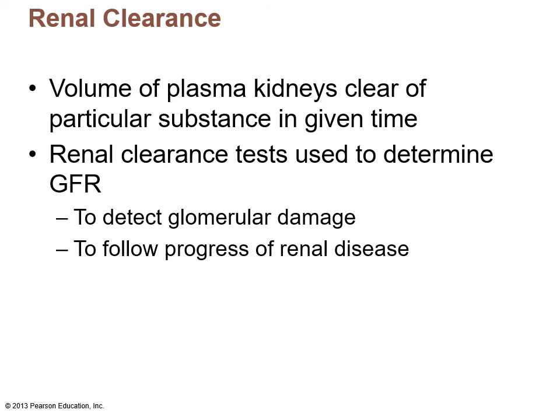So renal clearance is the volume of plasma the kidneys clear of a particular substance in a given time. And you can use renal clearance tests to determine glomerular filtration rate, to detect glomerular damage or follow the progress of a renal disease. Creatinine clearance is one that's done by the lab.